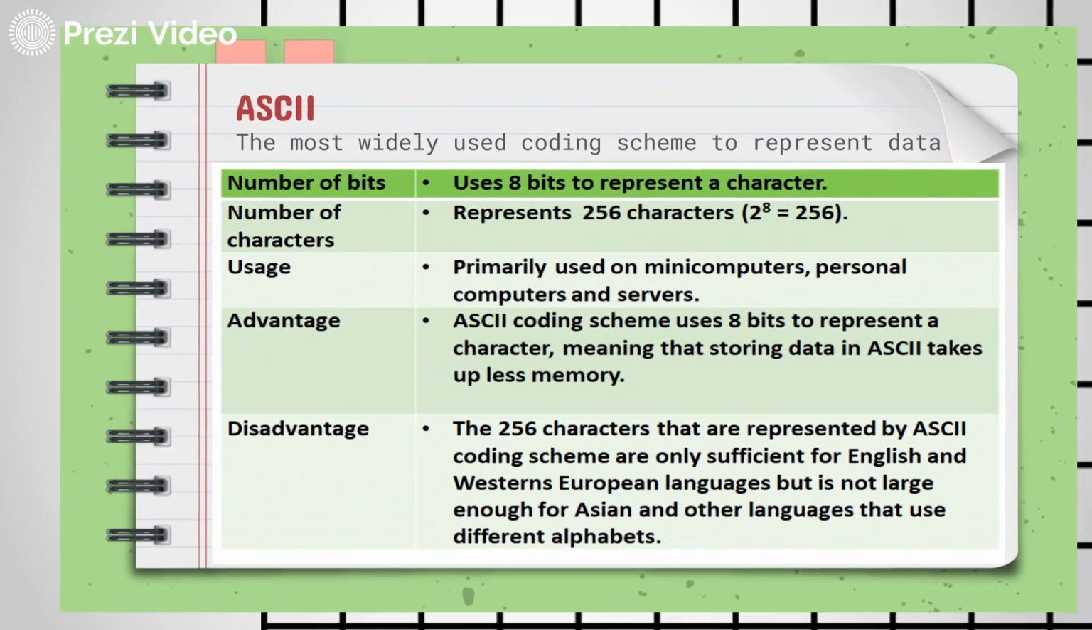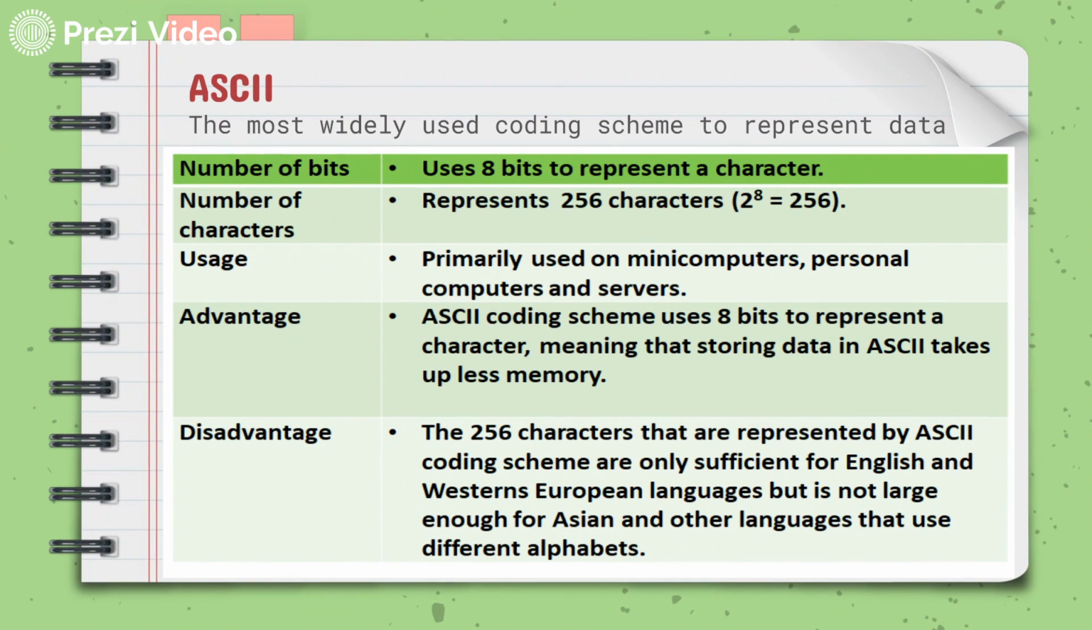Let's first talk about ASCII. ASCII is the most widely used coding scheme to represent data. It only uses 8 bits to represent a character, meaning that it can represent up to 256 characters because we just use 0 and 1, right? You get 256 by calculating 2 to the power of 8, where 8 is the 8 bits and 2 is for 0 and 1 in binary. ASCII is mainly used in mini computers, personal computers, and servers.